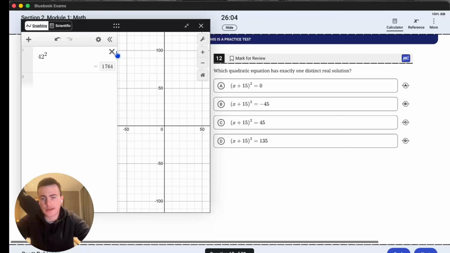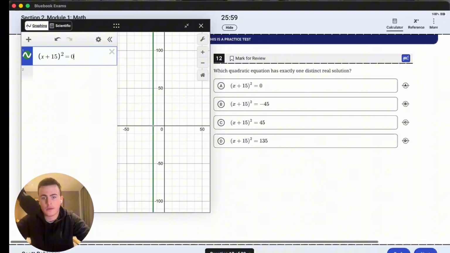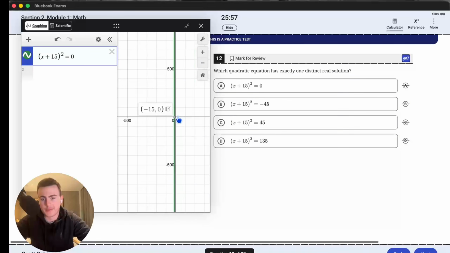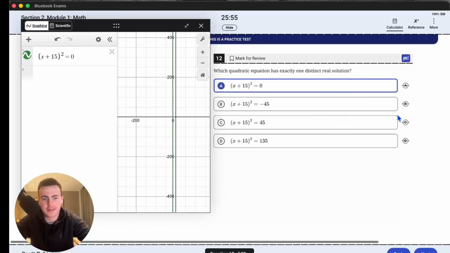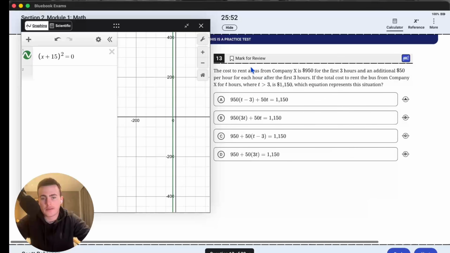Which quadratic equation has one distinct real solution? Very, very simple. Well, it'll just be A, I guess, yeah. Nice. Cool, move on.